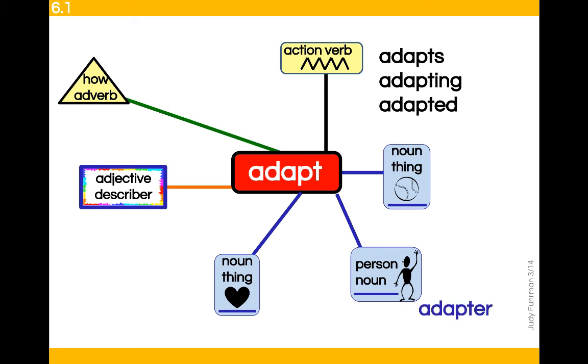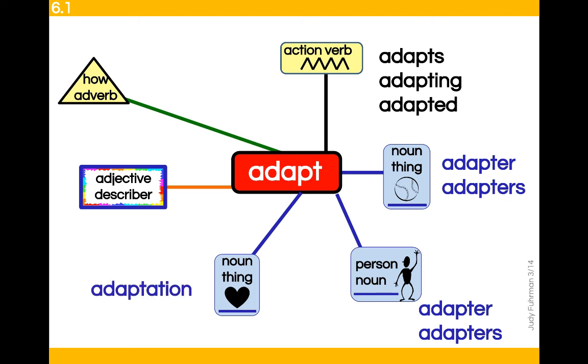Nouns being things. We have adapter and adapters. Something you might use for some wires or to connect things to your TV, adapters. But those can also be nouns of people, right? So a person, noun, adapter, someone who changes, able to change, and adapters more than one. Other noun things, we have adaptation and adaptations. You might hear that term in science.